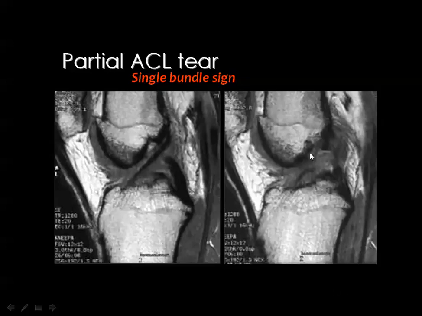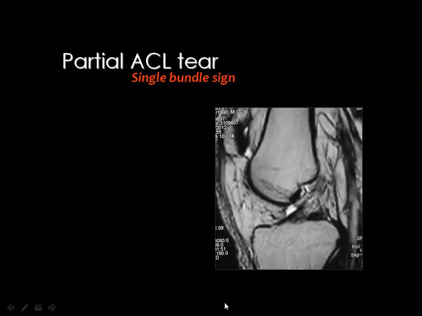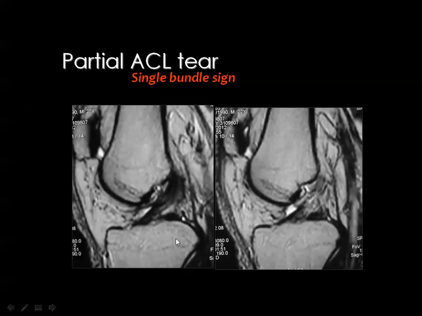This is also a sign known as the single bundle sign, and you know that the ACL is formed of two bundles. If you see the ACL is intact in one sagittal image and the next image shows that the ACL is ruptured, then you know that one bundle is intact and the second bundle is ruptured, and this means that the ACL is partially torn. Look at this ACL. What do you think? It's ruptured. Then look at the image before and you see that the ACL is more or less intact.